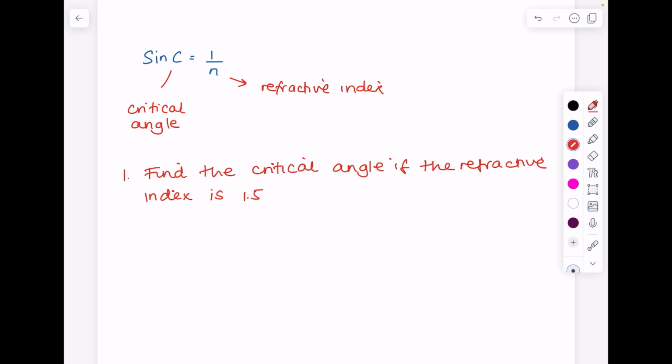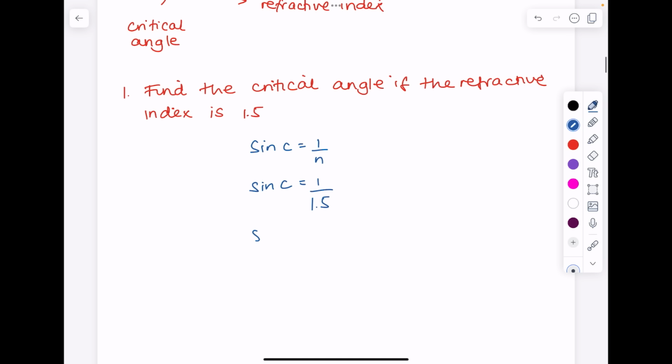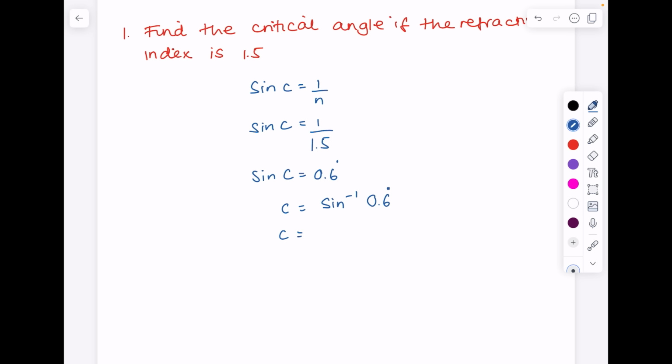So find the critical angle if the refractive index is 1.5. So write your equation, sine C equals 1 over n. Sub in your refractive index. Work it all out, so sine C equals 0.6 recurring. Then just be careful with your calculator. To find C, you want to do inverse sine, so it's sine to the minus 1 of 0.6 recurring. Practice using your calculator. Press the shift button, sine, type in 0.6 recurring, and you should get a critical angle value of 42 degrees to two significant figures.